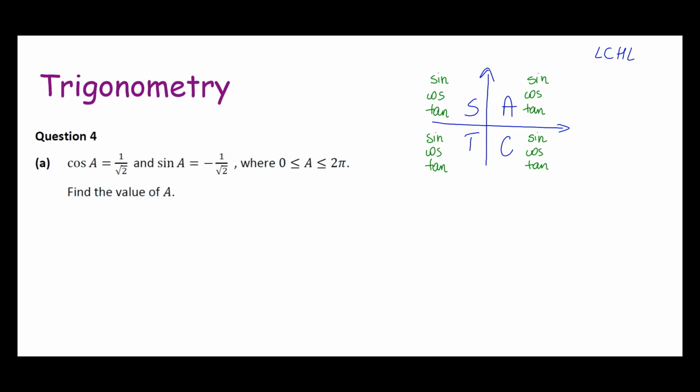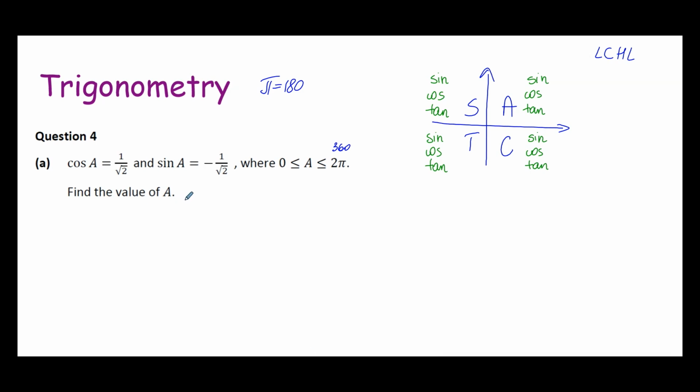Let's have a look at the two short parts of the question in trigonometry. Here we have cos of an angle A equal to 1 over square root of 2, and sin of angle A equal to minus 1 over square root of 2. Therefore, we have to find A, and A is defined between 0 and 2 pi. 2 pi, that's 360, isn't it? Because pi is 180, so 2 pi is 360, so we are looking at the full circle.